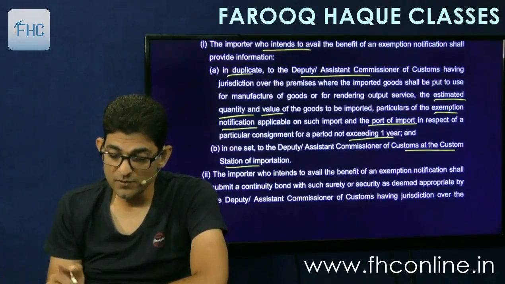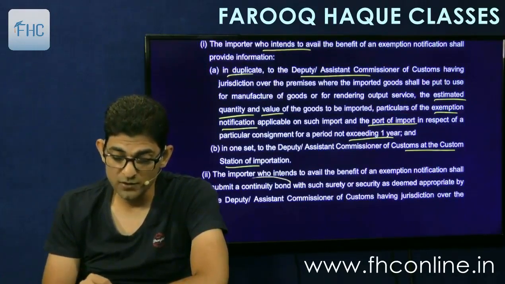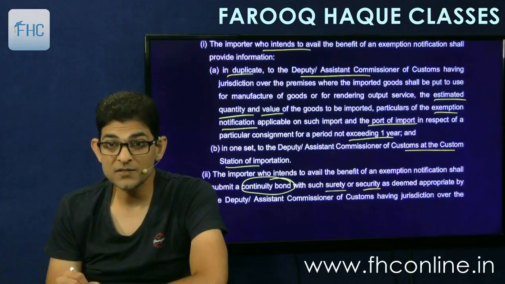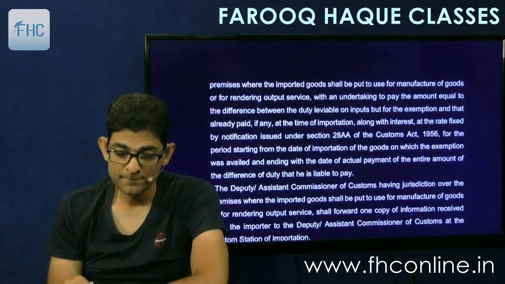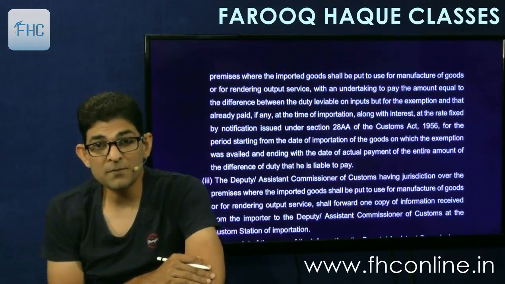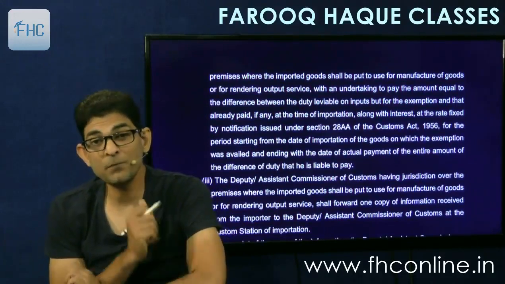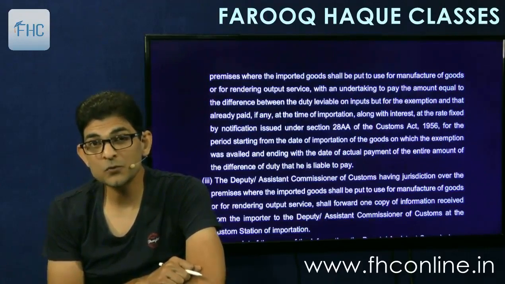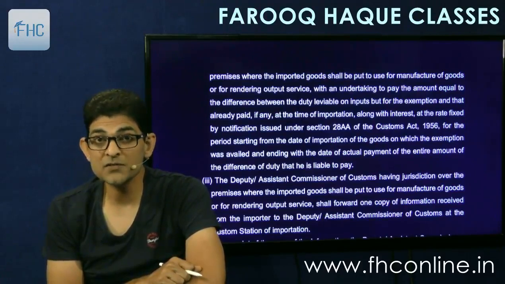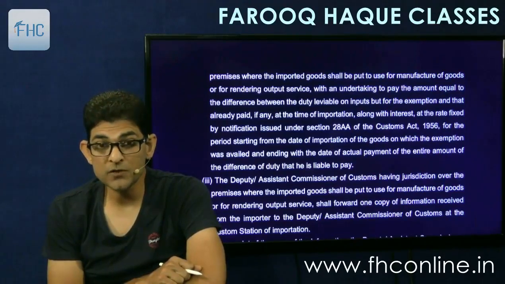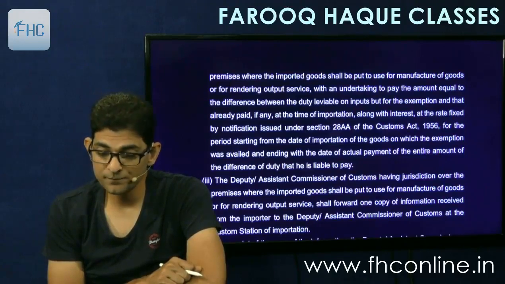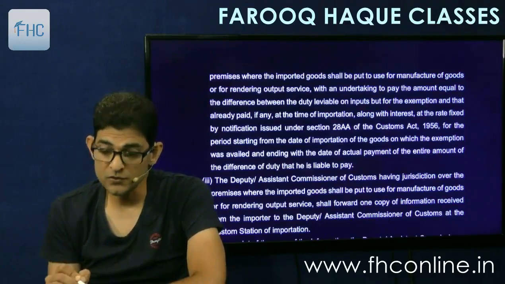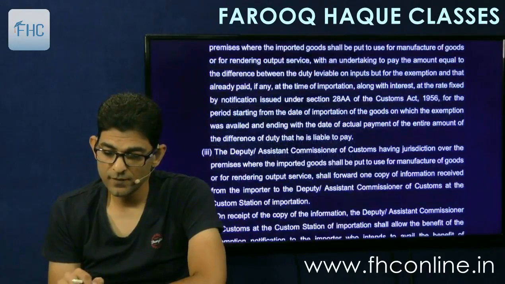Then importer who intends to avail the benefit of exemption notification shall submit a continuity bond. Next point is submit a continuity bond with the security and surety as may be deemed appropriate by AC or DC having jurisdiction over the premises. So why the need for bond? Because I may misuse the notification. I may import the tablets and then give it away, or maybe resell it in India instead of being used for education. So in that case the bond will be exercised and the duty will be recovered from me. So therefore the bond has to be given along with surety and security to cover the payment if it arises on violation, along with interest and all.